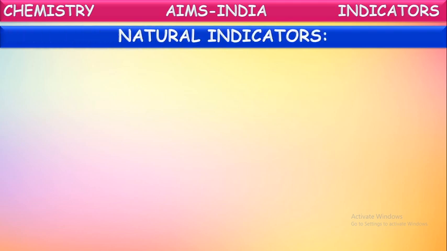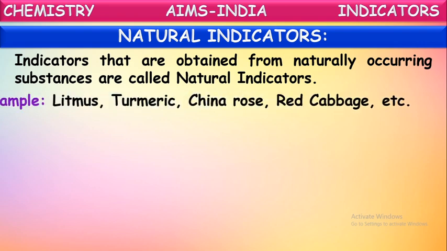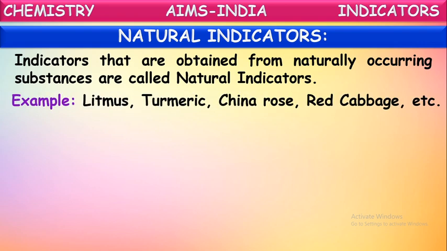First among them is natural indicators. The indicators that are obtained from naturally occurring substances are called natural indicators. For example, litmus, turmeric, China rose, red cabbage. These are all natural indicators because they are obtained from natural sources. Let us see these natural indicators one by one, from where they are prepared and how they can be used for detecting acids and bases.